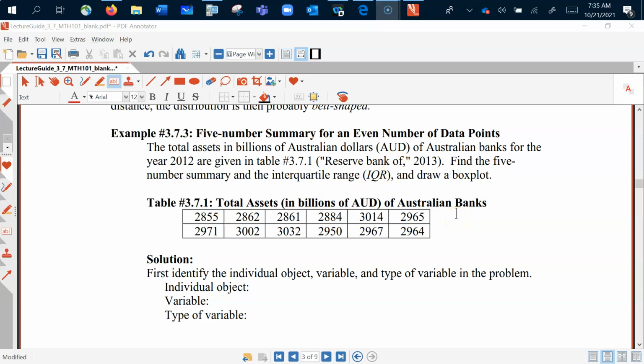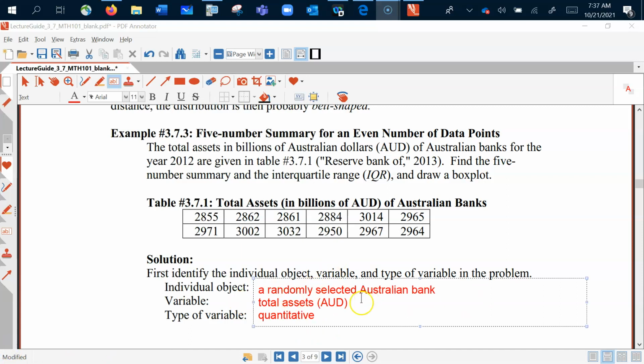So what is the individual object here? The individual object would be a randomly selected Australian bank. The variable is the total assets in billions of Australian dollars. And the type of variable is definitely quantitative, because it's something we can count or measure, and of course we could count money. Let's write this up. The individual object is a randomly selected Australian bank. The variable is the total assets in billions of Australian dollars, and the type of variable is quantitative.